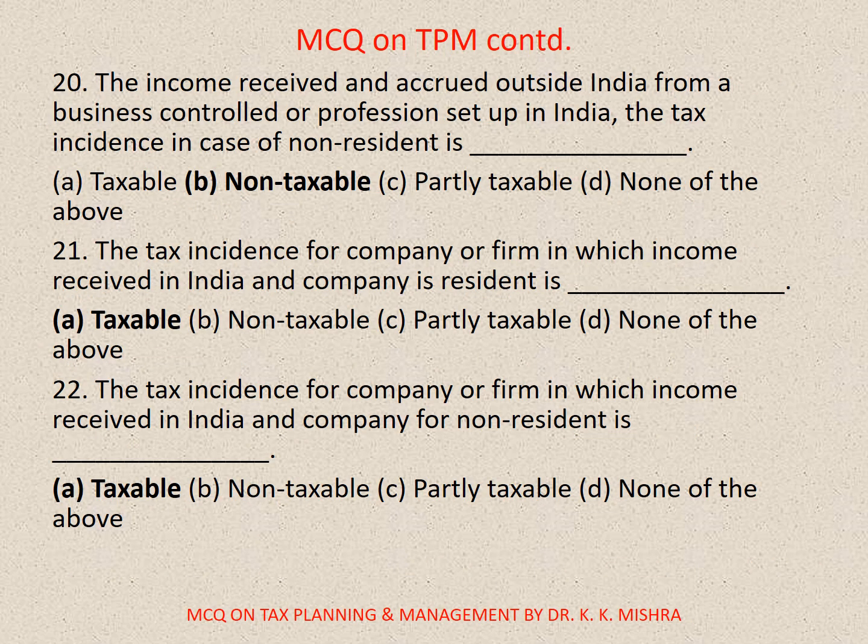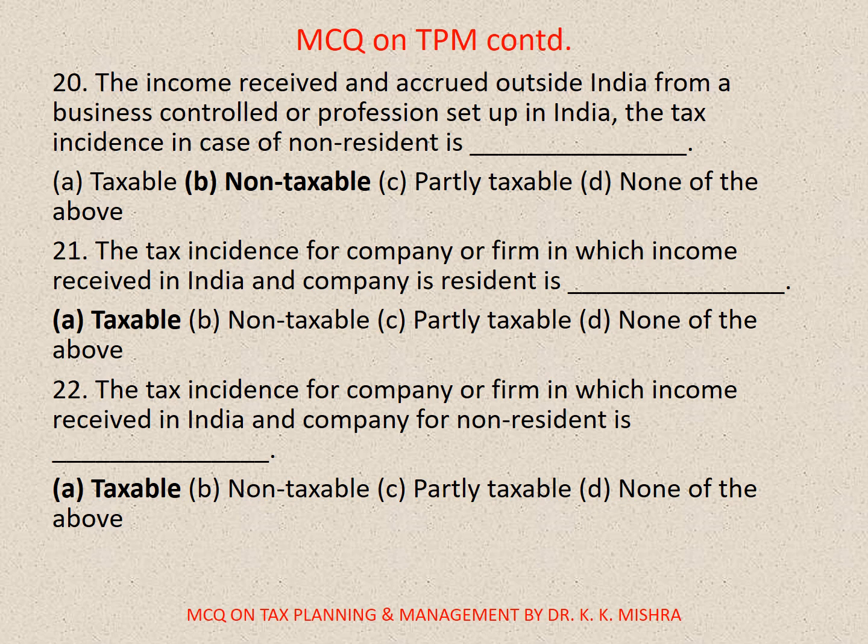20. The income received and accrued outside India from a business, control or profession set up in India, the tax incidence in case of non-resident is dash. A. Taxable, B. Non-taxable, C. Partly taxable, D. None of the above. Correct option is B. Non-taxable.